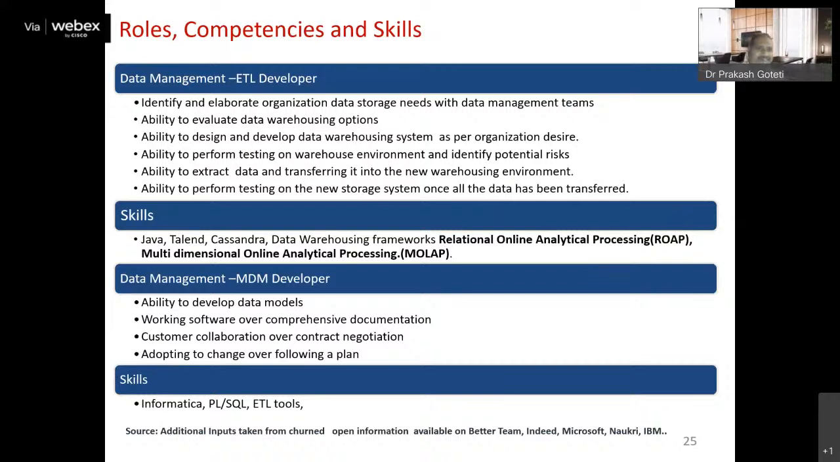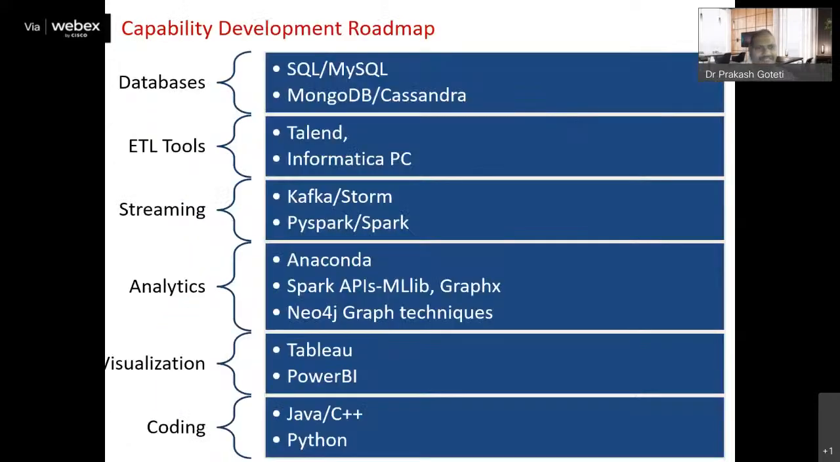So data management aspect, ETL developer, the key skills are Java, Talend, Cassandra, data warehousing frameworks, something like relational online analytical processing, right? Multi-dimensional online analytical processing and concepts like that. Data management developer, Informatica, few ETL tools and all that. So these are based on whatever I see and also some inputs that we normally look at job descriptions, right, in various sites. Now let's look at roadmap.